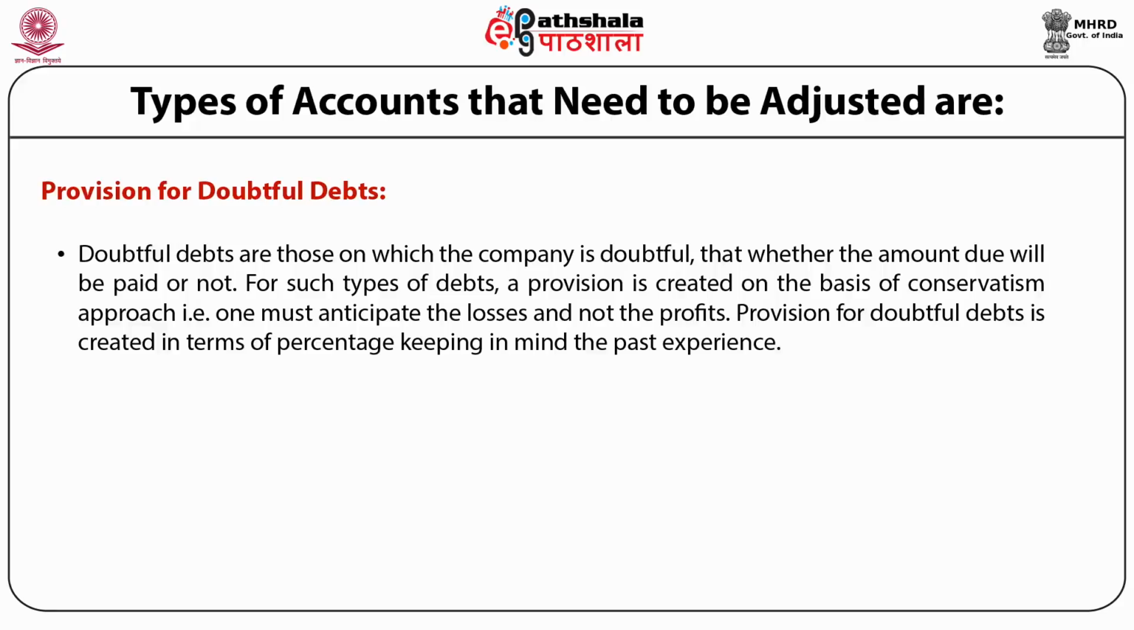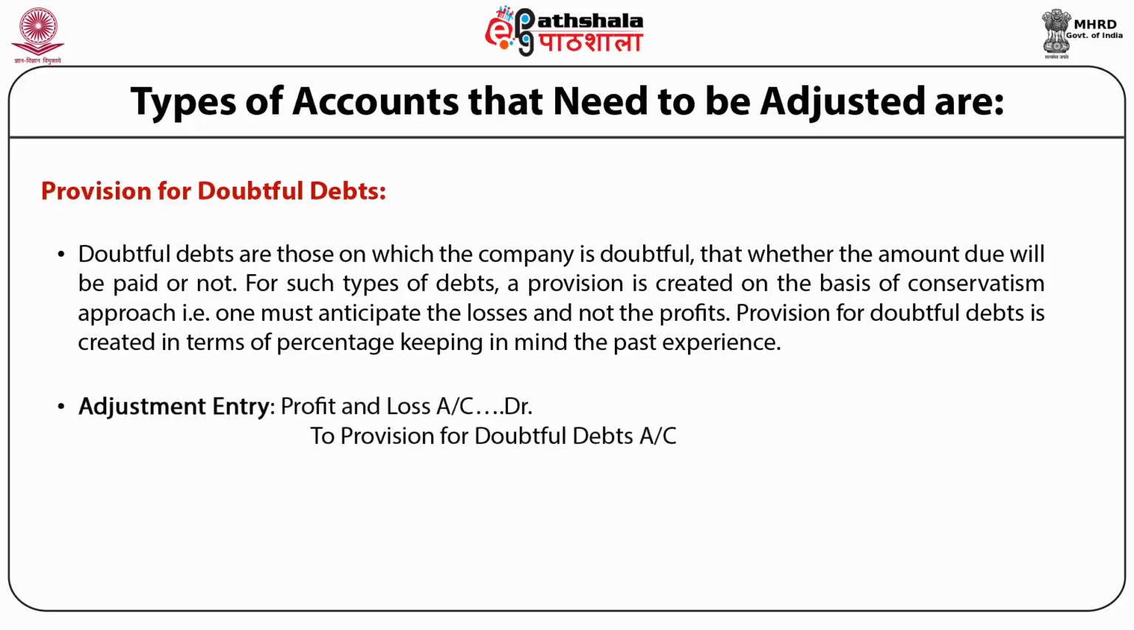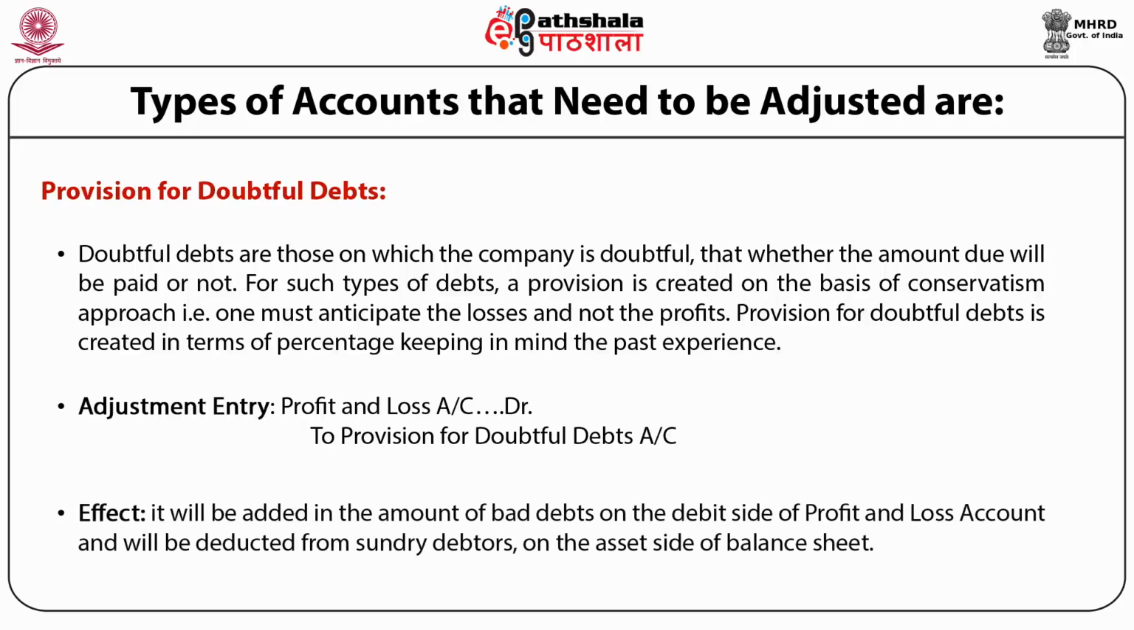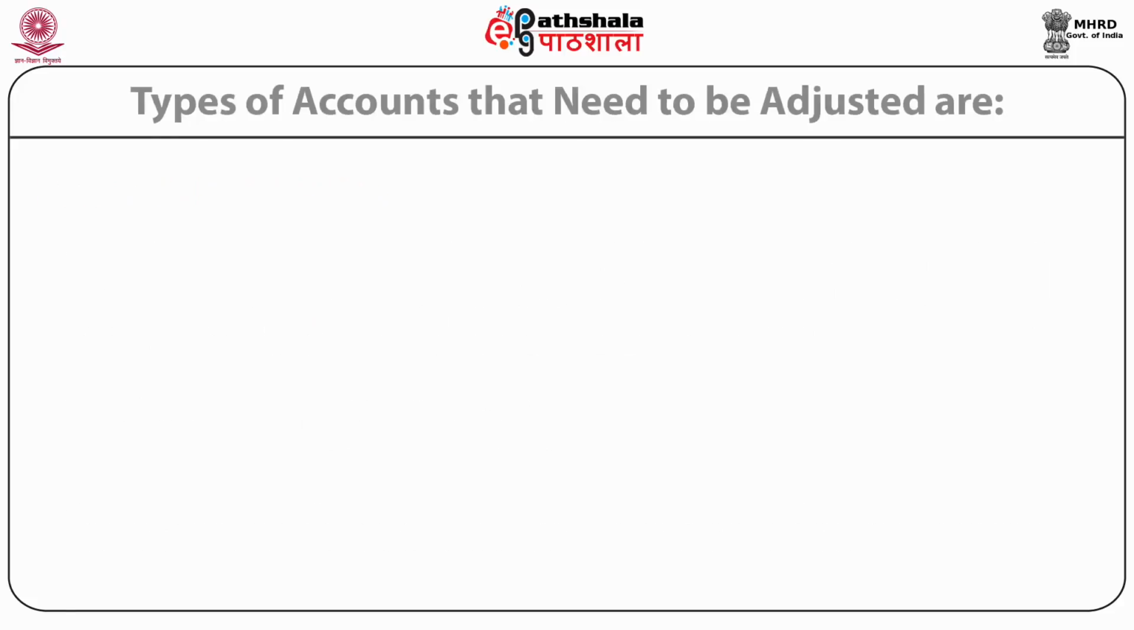So the provision for doubtful debts is to be created, and it is created in terms of percentage, keeping in mind the past experience. Now, the adjustment entry: profit and loss account debited to provision for doubtful debts account. The effect on financial statements: it will be added to the amount of bad debts on the debit side of the profit and loss account, and further it will be deducted from sundry debtors on the asset side of the balance sheet.